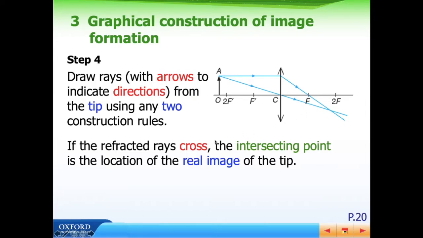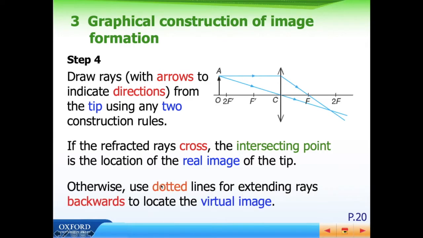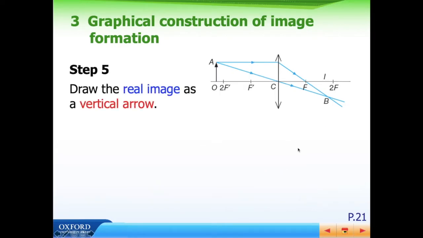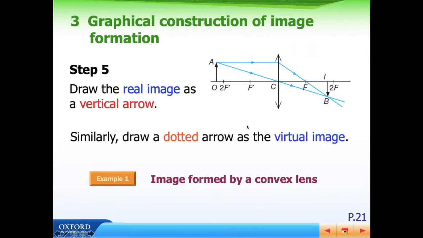If the refracted rays cross at the intersecting point, that is the location of the real image of the tip. So this tip right here is exactly located somewhere here. Otherwise, use dotted lines for extending rays backwards to locate the virtual image. So here we locate exactly where our image is. The real image is drawn as a vertical arrow, and similarly, draw a dotted arrow for a virtual image. So if this is a virtual image, you are going to draw it as a dotted arrow.